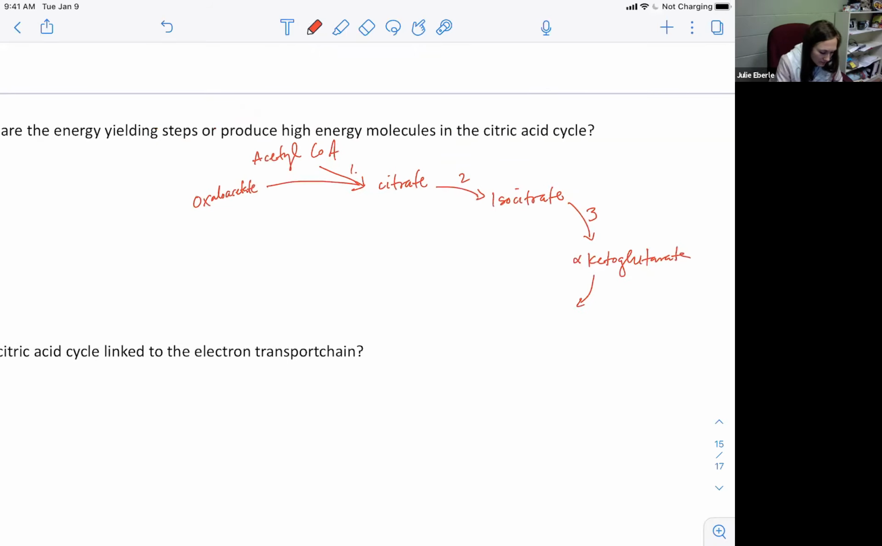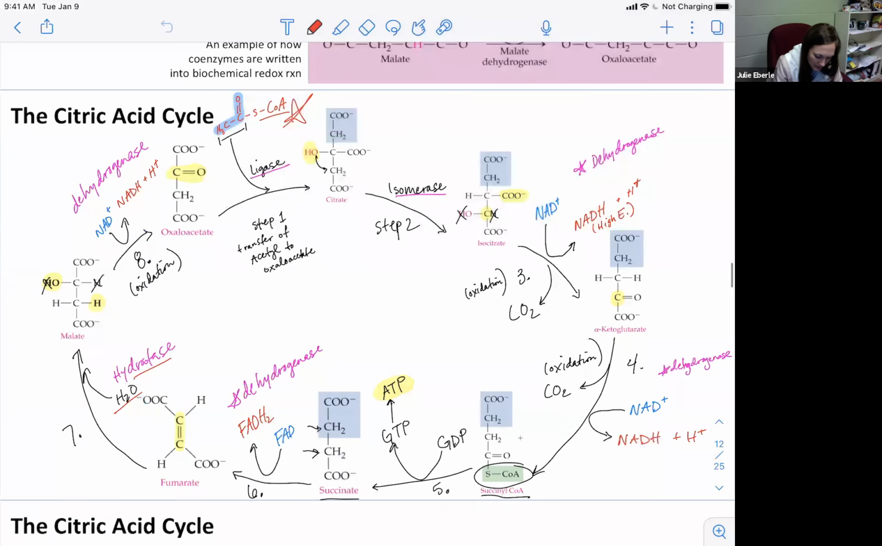Anybody remember? I didn't ask you guys to remember all the intermediates. Alpha ketoglutarate, succinyl-CoA, succinate, fumarate, malate. Which steps, this was what we drew out in lecture, which steps produce high energy molecules? Definitely step 5, because we make ATP there. So step 5 was one of them. What other steps? What, Abby?